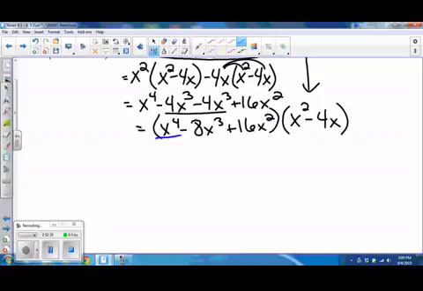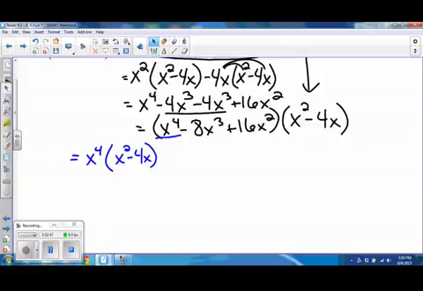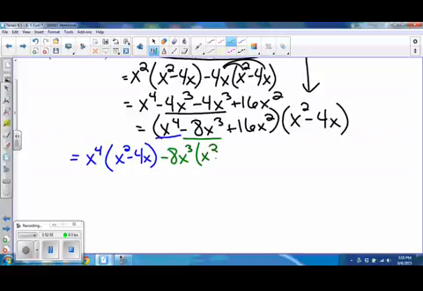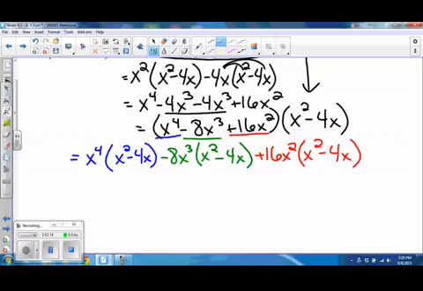So, first we distribute the x to the 4th. So equals x to the 4th times x squared minus 4x. Then we distribute the negative 8x to the 3rd. So negative 8x to the 3rd times x squared minus 4x. What do I distribute next? 16x squared. So plus 16x squared times x squared minus 4x. Distribute, combine your like terms, and you'll be done.